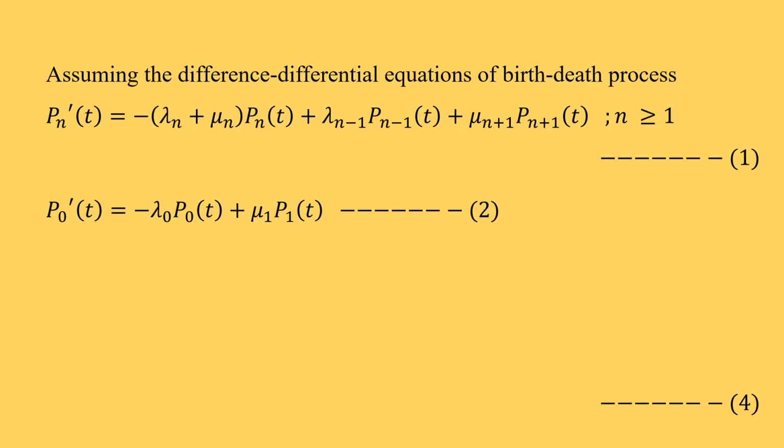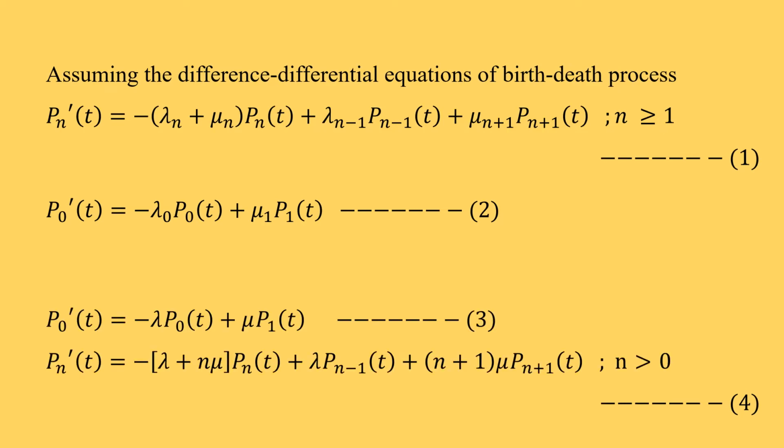If we assume the differential equations of the birth-death process, which are given by equations 1 and 2, and substitute the values of lambda n and mu n that we have defined in the earlier case, this is what we get. So equations 3 and 4 are equations 1 and 2 after substituting the values of lambda n is equal to lambda and mu n is equal to n mu in equations 1 and 2.